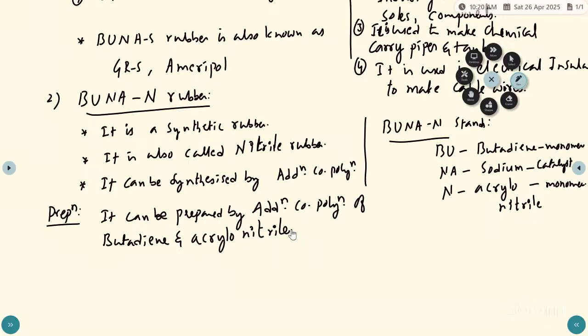So what is butadiene? CH2 double bond CH single bond CH double bond CH2. This is butadiene. And when butadiene reacts with acrylonitrile, acrylonitrile is CH2 double bond CHCN. So this is acrylonitrile.